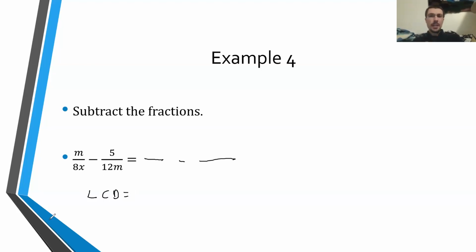You could make a factor tree for the 8 and the 12 and figure out which fraction has more of each specific factor like we did in the previous video, but all you really have to do is find the smallest number that both 8 and 12 go into. Both 8 and 12 go into 24. So 24 is your LCD. 8 goes into 24 3 times, 12 goes into 24 2 times. Actually, 24 is only part of your LCD. We also will need an xm.